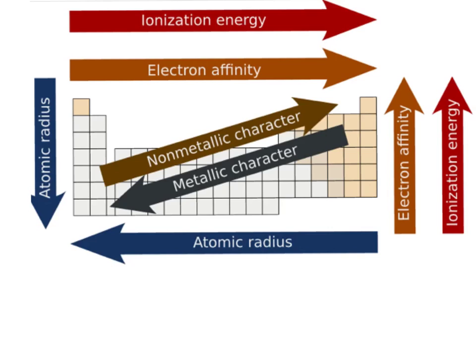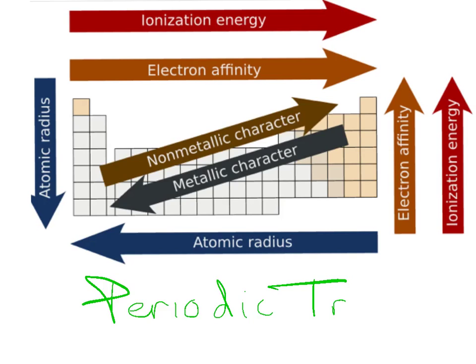Okay, so what we are talking about here is periodic trends. The word periodic means it happens over and over and over again, and the word trends means it's a predictable outcome, that there's a relationship between what happens on a periodic table and the property that we're talking about.